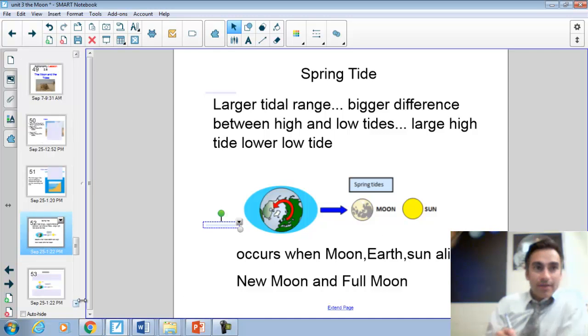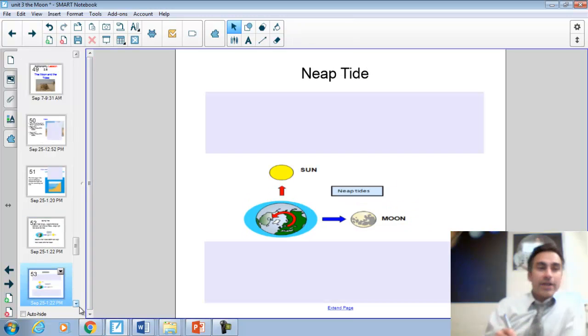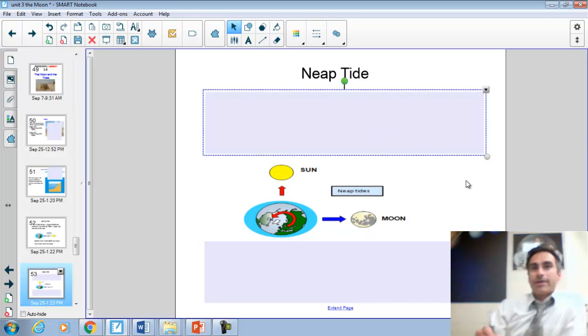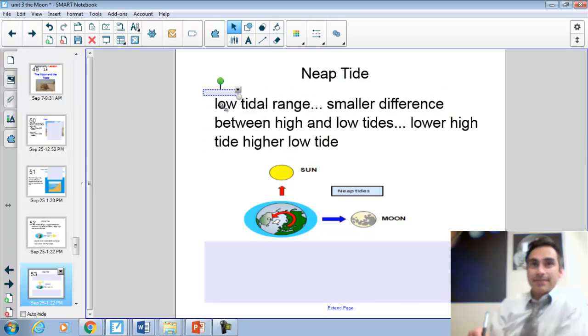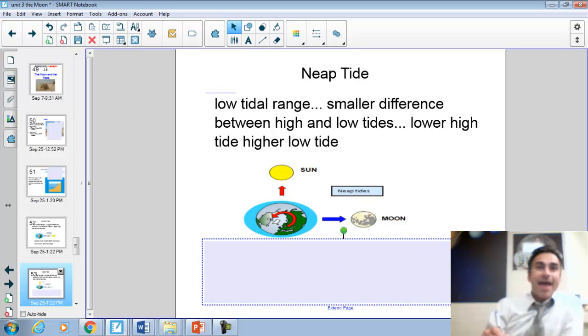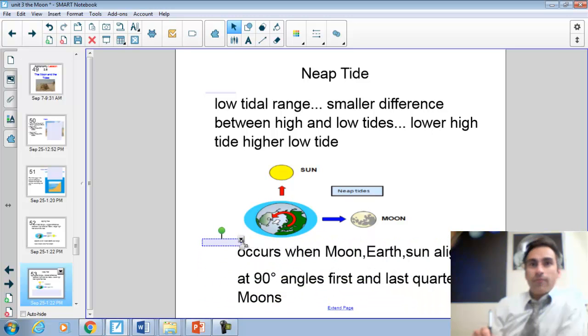Now, if we have a large tidal range, we also have a small tidal range, which is our neap tides. Neap tides is when there's a low tidal range. So the difference between high and low isn't very large, or at least not as large as it is for a spring tide. And this occurs when the moon, Earth, and Sun form right angles to one another, so 90 degrees. This is our first quarter and our last quarter moons.